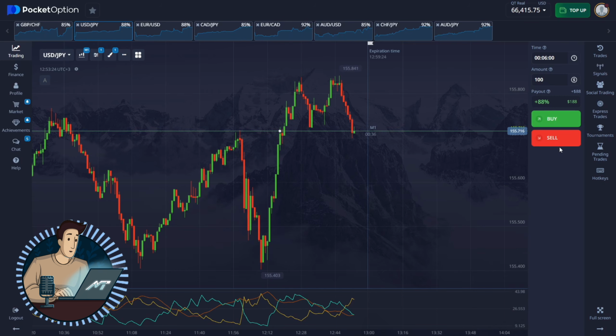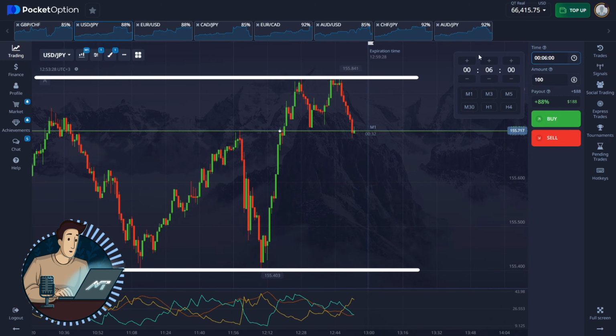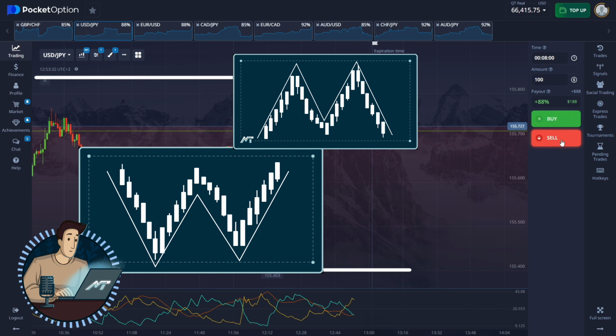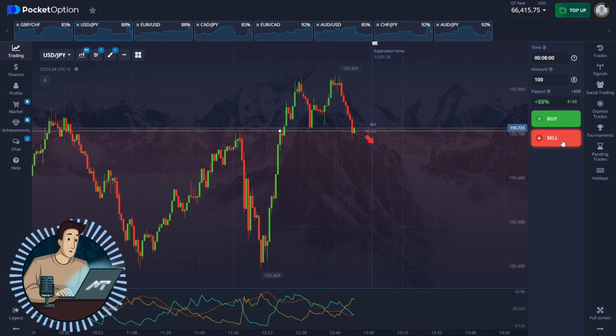The last trade for today with an outcome that caught me by surprise. Here we have sideways movement with two conflicting reversal patterns, a double bottom and a double top. On such charts, it's crucial to monitor all levels and evaluate their strength.